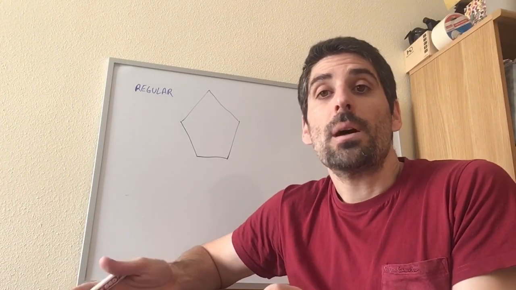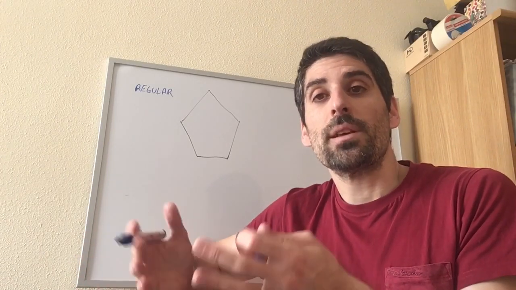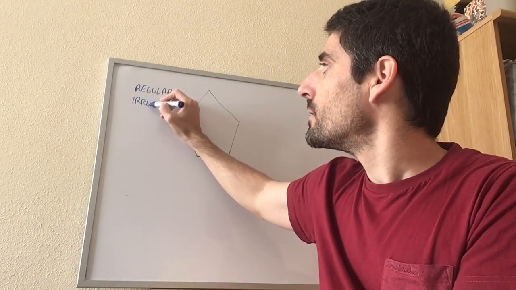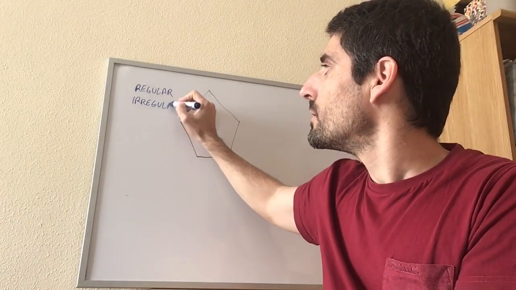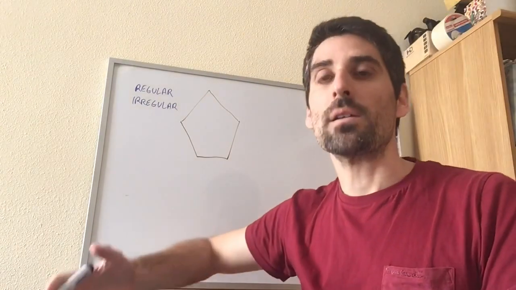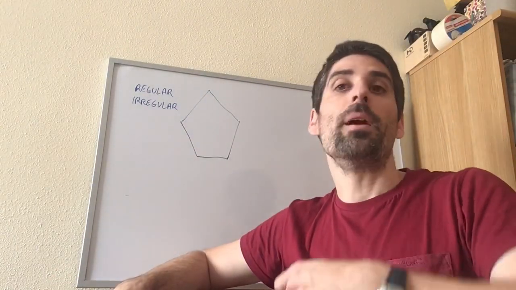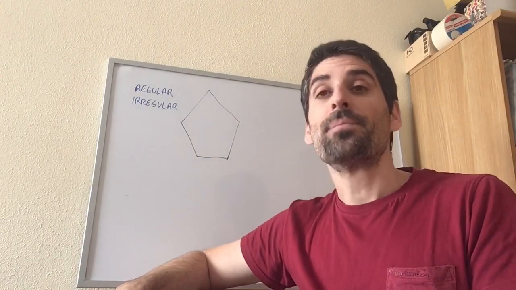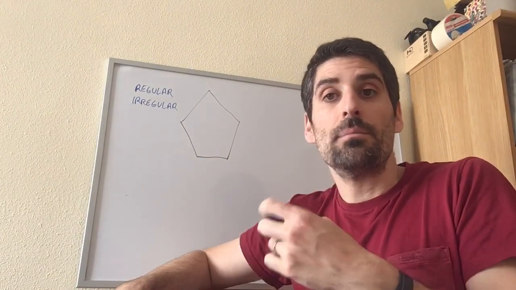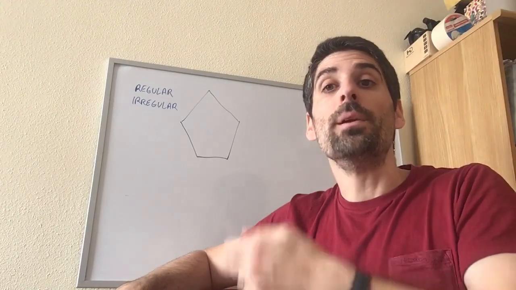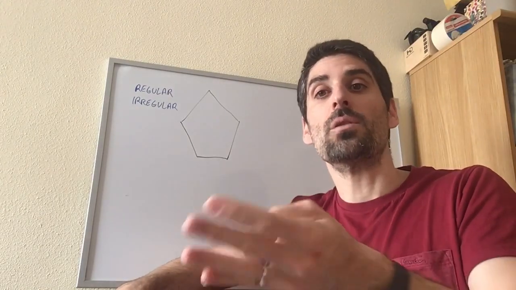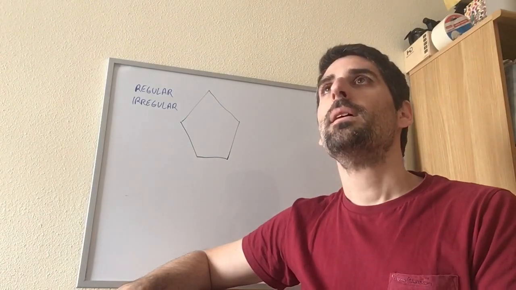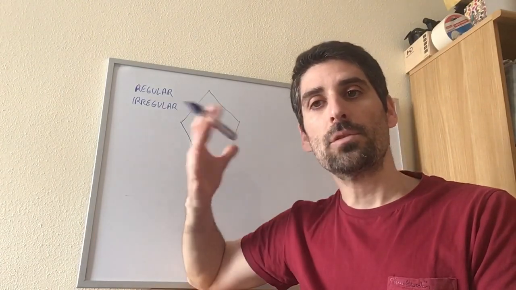And if it just so happens that not all the sides and all the angles are equal, what I have is an irregular polygon. It could be an irregular pentagon, it could be an irregular quadrilateral, it could be an irregular triangle. So an isosceles triangle would be irregular because not all the sides, not all the angles are the same. Right, so then just moving on to polygons.